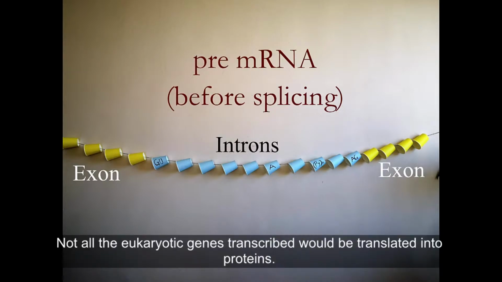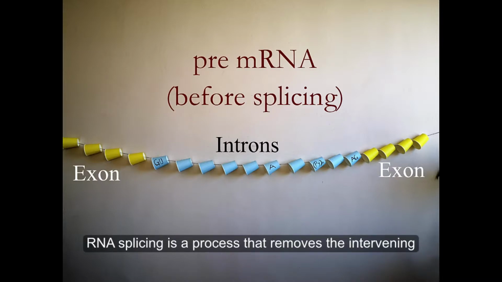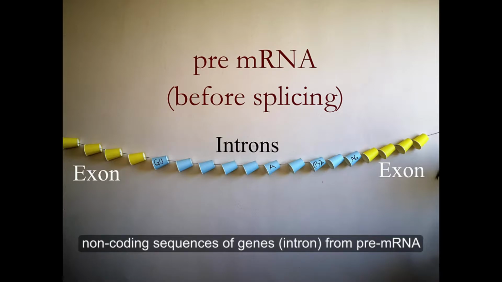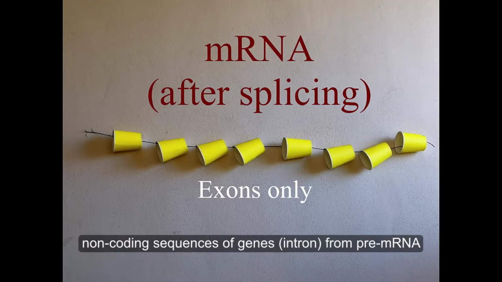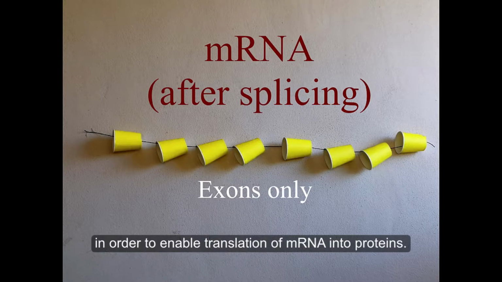As you know, not all the eukaryotic genes transcribed will be translated into proteins. This is due to a process called RNA splicing. RNA splicing is a process that removes the intervening non-coding sequences of genes, or introns, from pre-mRNA and joins the protein coding sequences, or exons, together in order to enable translation of mRNA into protein.